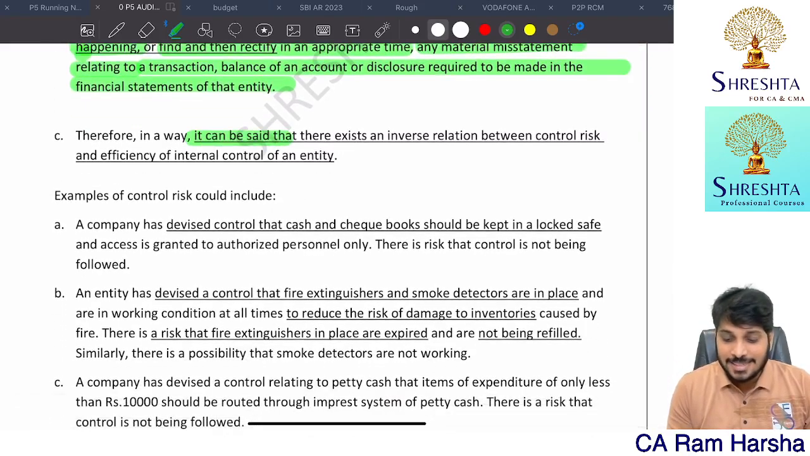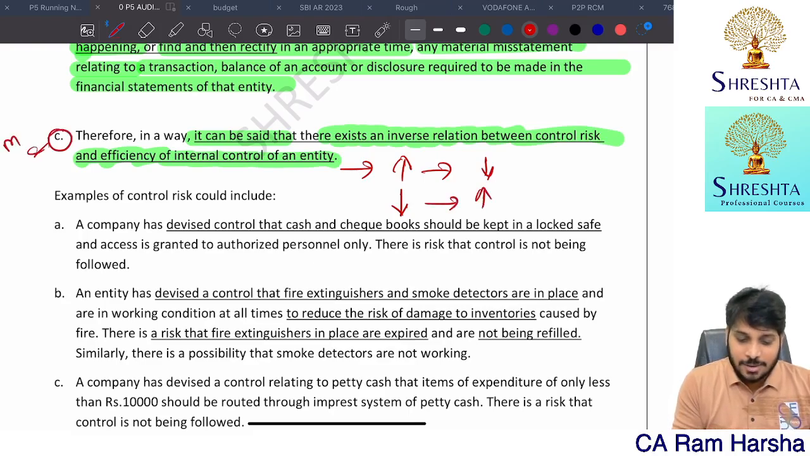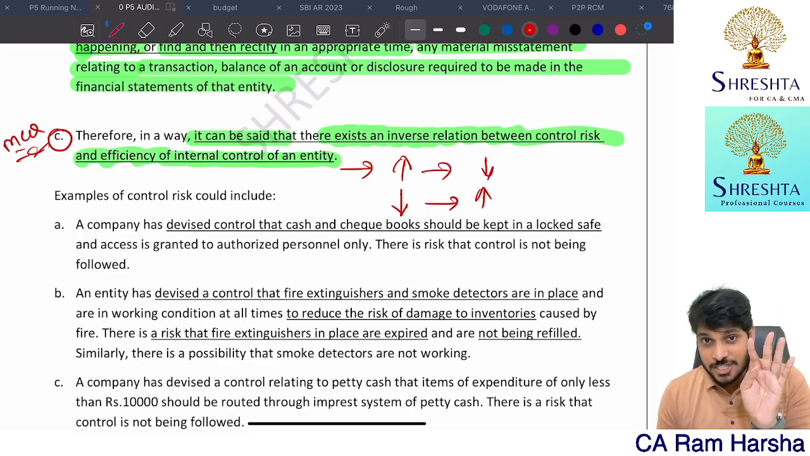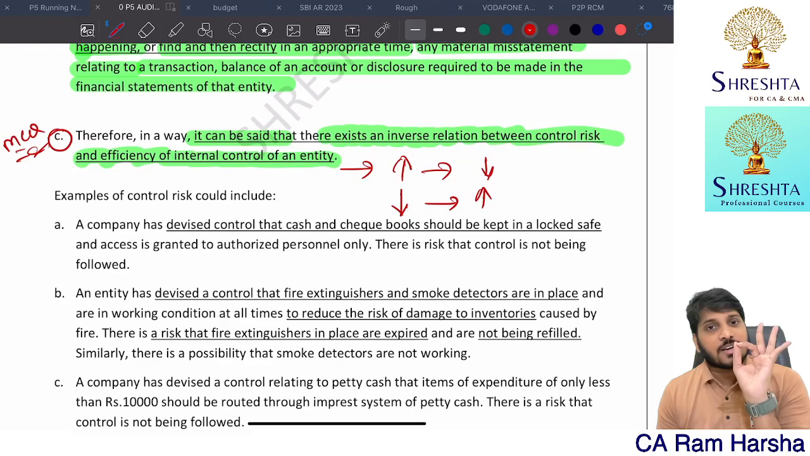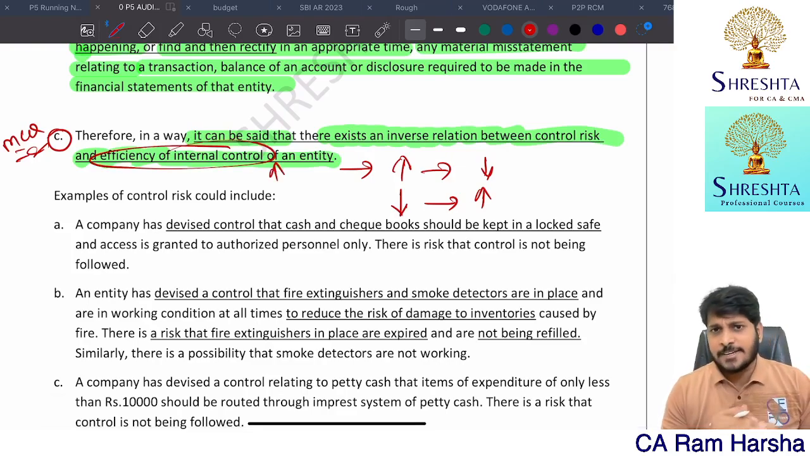Therefore, it can be said that there exists an inverse relationship between control risk and efficiency of internal control. If the controls are highly efficient, control risk is low. If the controls are less efficient, control risk is high. This itself can be asked as an MCQ: efficiency of controls and control risk, what is the relationship between them? Direct, inverse, no relation, none of the above? Inverse relationship. If the controls are working superbly, control risk is low, meaning controls will properly work and will not fail. If the controls are not working efficiently, risk is high.